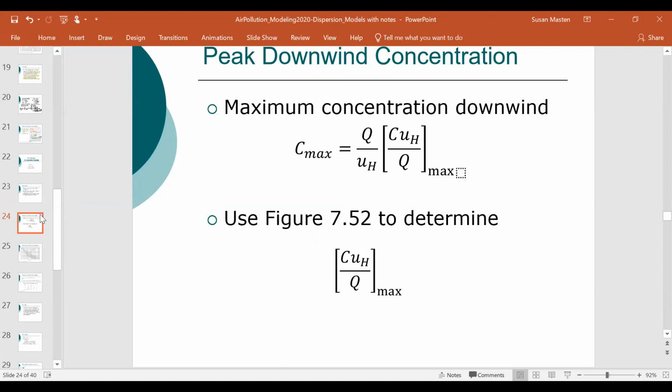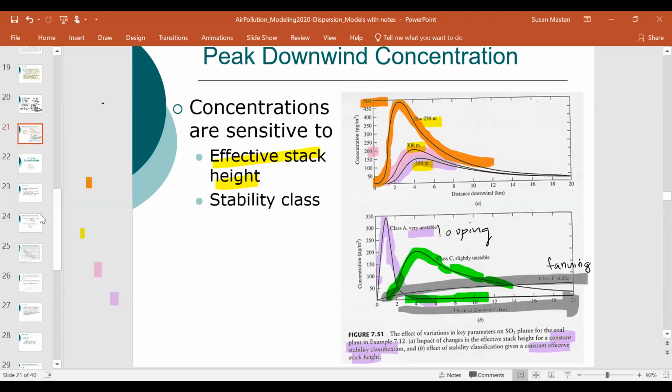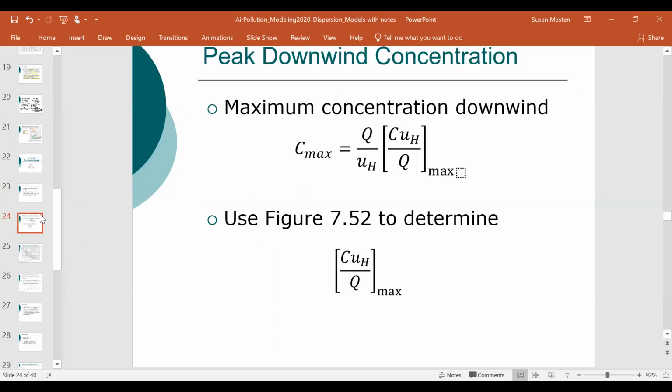Switch my laptop a little bit. Okay, so we left off here looking at some conditions and how they affect pollutant concentrations. So we want to move forward. The goal now is let's look at how we would determine that maximum concentration.